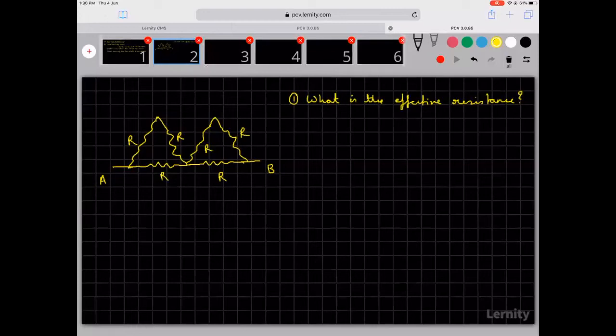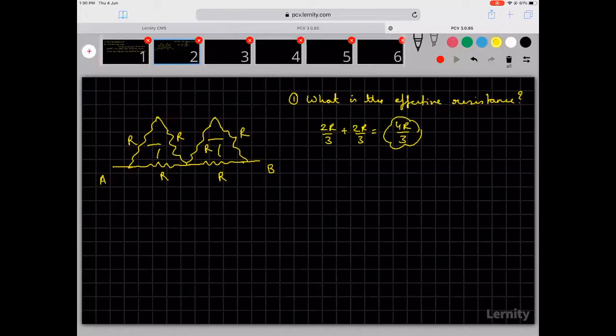Okay, what is the effective resistance? You can work it out quite simply. These two are in series, these two are in parallel, these two are in series, these two are in parallel, and these two are in series again. Two in series is 2R, and 2R with R in parallel will give you 2R by 3. So 2R by 3 plus 2R by 3 will make it 4R by 3. So the effective resistance of this is 4R by 3.